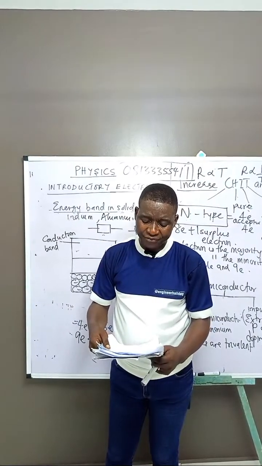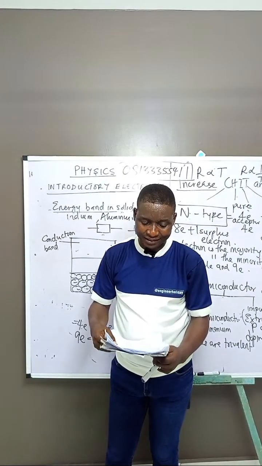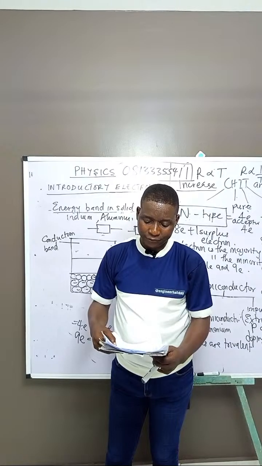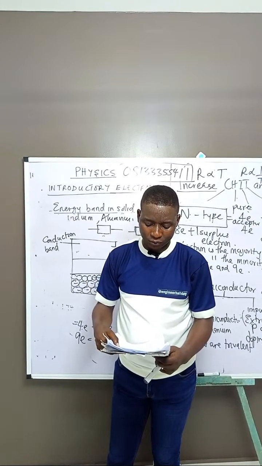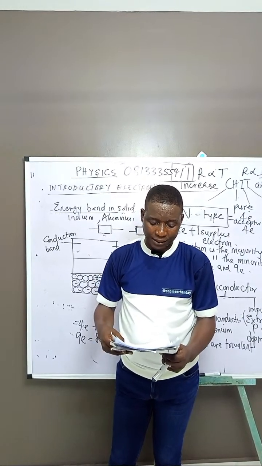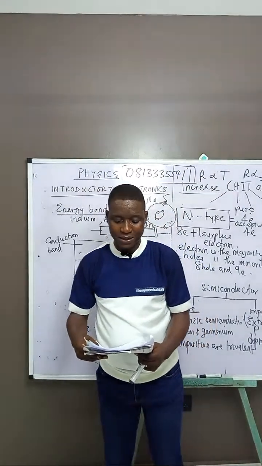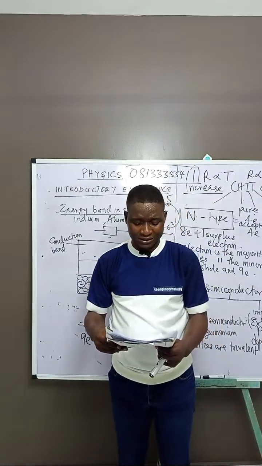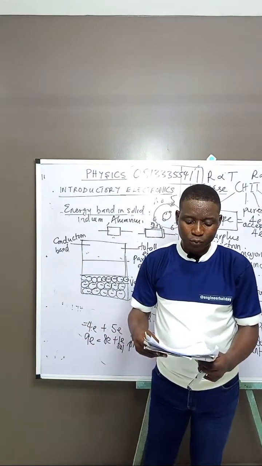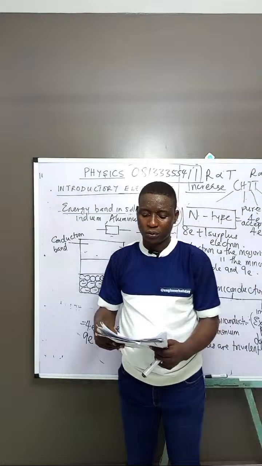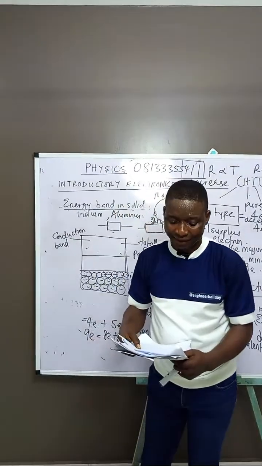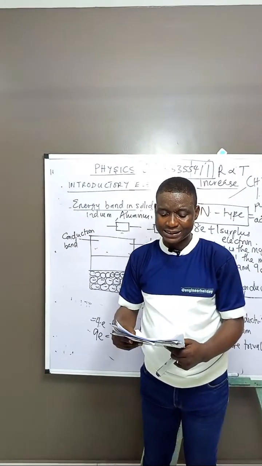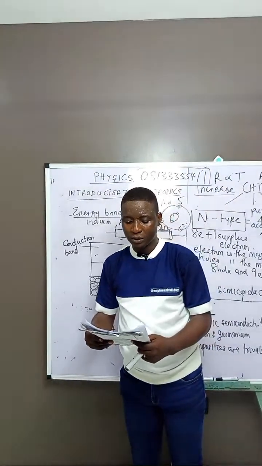Numbers 4, 5, 6, 7, 8, 9, 10. We have answered them. 4 is the difference between metals and semiconductors. 5, we have answered it. For semiconductor to have a negative, we have answered it. 6, when impurity is added to a semiconductor, the conductivity of the semiconductor increases. I've answered it. 7, a silicon metal is doped with what, I've answered it.